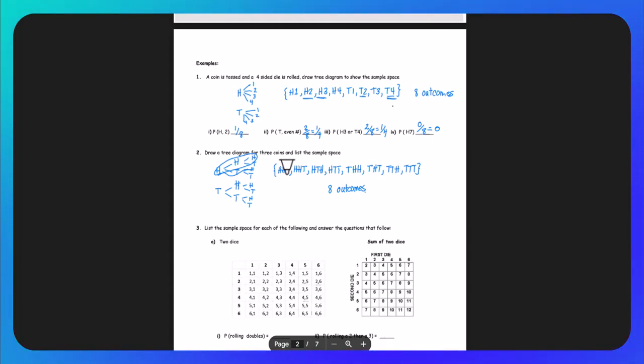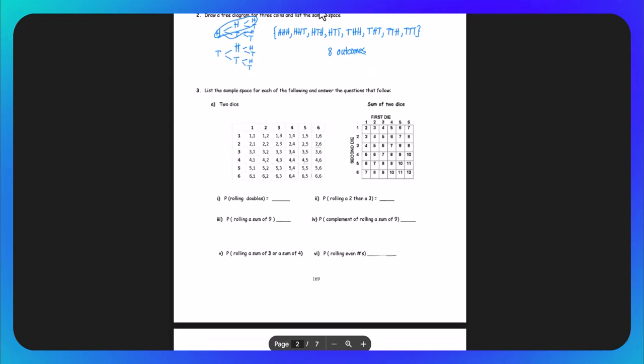So example 3, let's look at number 3. List the sample space for each of the following and answer the questions that follow. Well, here, they've actually already done it for us for part A. For instance, if this is our first die, and this represents the second die, all of these things in here represent the possible outcomes of rolling each. So the first number represents the first, and the second represents the second.